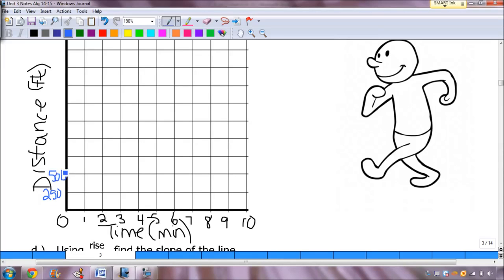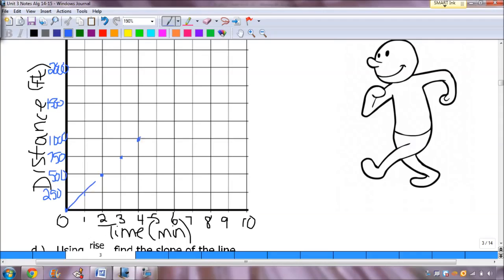500, 750. It's really up to you how you guys want to label it, as long as you include all of your numbers. So I'm going to say that this is 1,500 right here, and that this is 2,000, so on and so forth. And I know that after 0 minutes, I've gone 0 feet. Okay, after 1 minute, I've gone 250 feet, 2 minutes is 500 feet, so on and so forth.